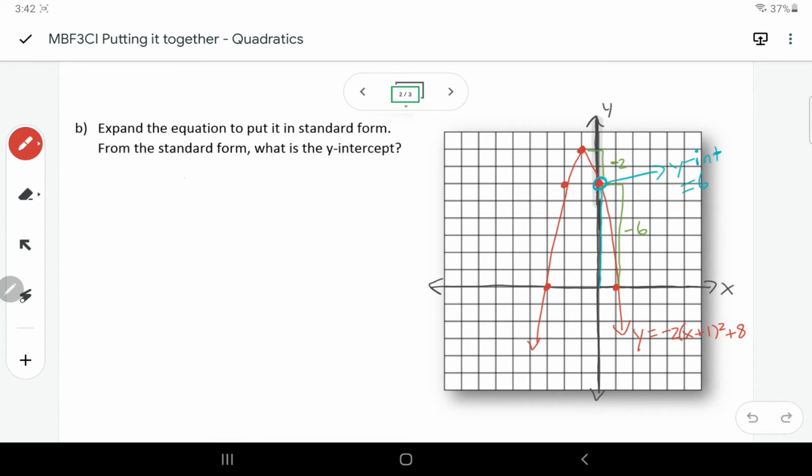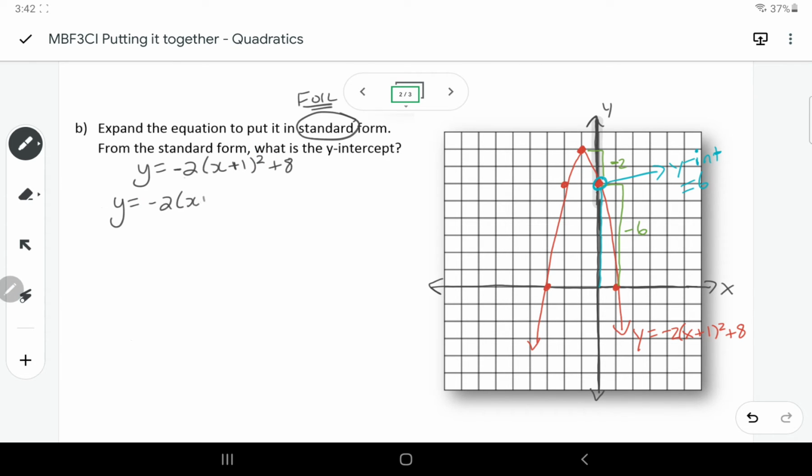The next thing tells me to put this equation in standard form. And what can we see from standard form? So I'm going to write out the original equation: -2 times (x plus 1) all squared plus 8. Now standard form means FOIL it out, multiply out. The first step to FOIL this out is to look at this squared and remember that that means write out the bracket twice.